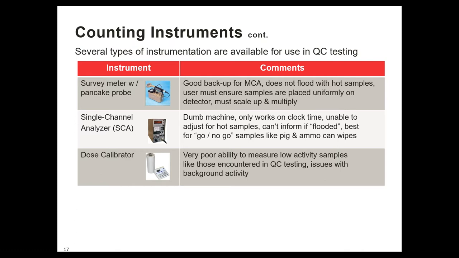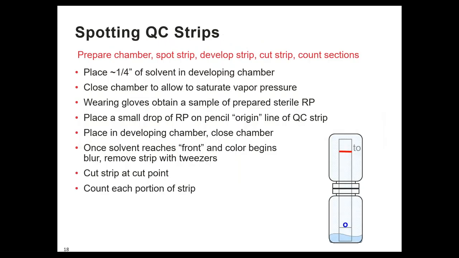A single channel analyzer is a machine that can work, but I consider that a dumb machine. It works on clock time only. It's unable to adjust for very hot samples. If it gets flooded, it won't tell you it's flooded. It just gives you a number that is erroneous. And last of all, in my selection, ranking would be a dose calibrator. They're very poor at measuring very low activities that we're encountering with quality control testing samples. And so I don't really recommend them.